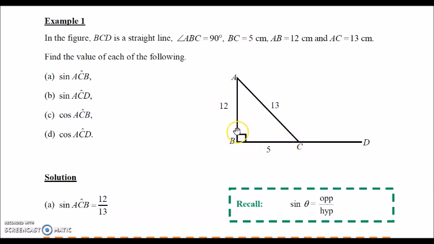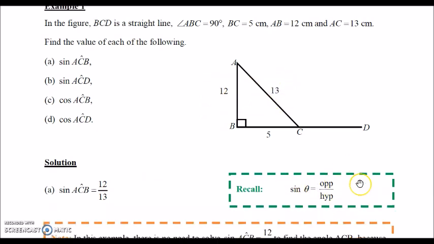Now it is a right angle triangle, so we're going to make use of our SOH CAH TOA to find the trigo ratio of sine angle ACB. With respect to angle ACB, to find my sine, which is me using my SOH, I'll need my opposite and my hypotenuse. With respect to this angle ACB, this will be my opposite, this will be my hypotenuse. So I have sine of angle ACB equals 12 divided by 13, opposite divided by hypotenuse.